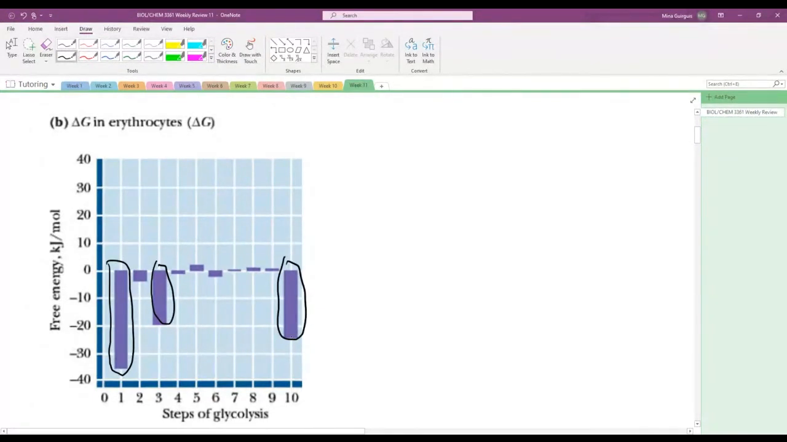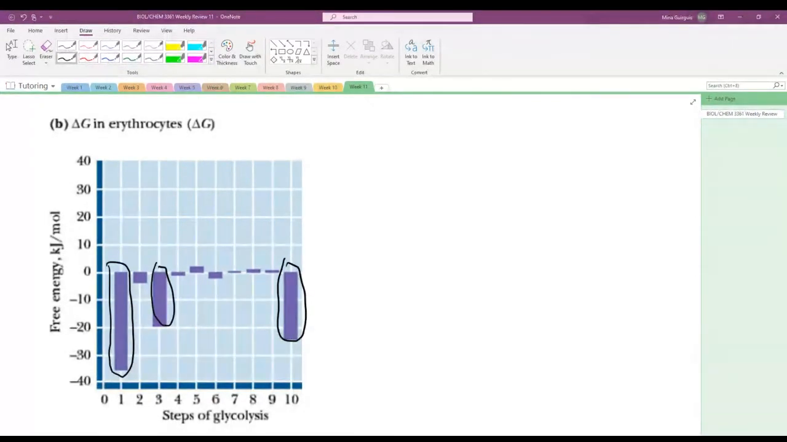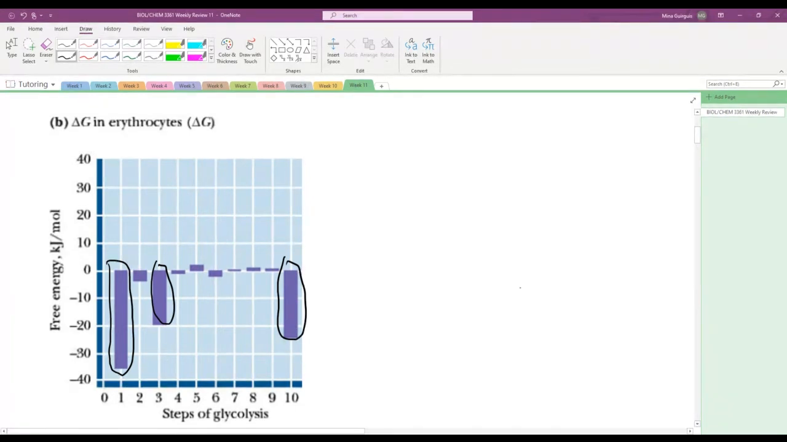If we were to reform glucose, it would require, I think the number that I remember seeing was about 80 kilojoules per mole of pyruvate going back to glucose. And that's a lot of energy. And so because of that, the body doesn't want to just do this backwards.